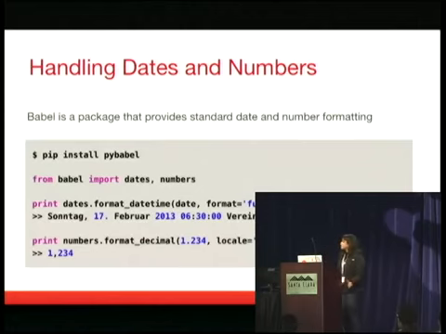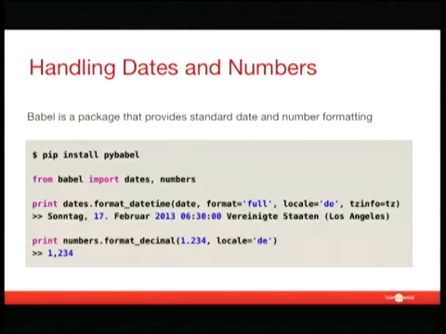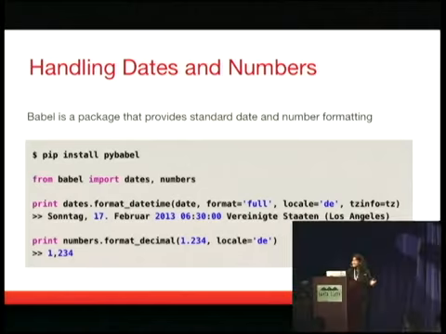So that was basically how we handled all the strings. But we need to show dates and numbers in a format that works for a particular locale. PyBabel is a great package that you can install for standard date and number formatting. It's very simple to use. You just import dates and numbers, and then simply call the format_datetime function.